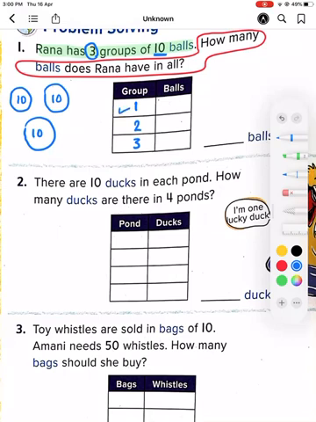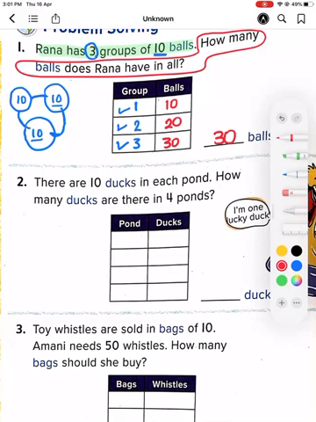So now, in one group, how many balls I have? 10. What about 2 groups? How many balls I have? 10 plus 10. So that means 20. Excellent. What about 3 groups? How many balls I have in all? Excellent. 10 plus 10 plus 10 will give me 30. So 30 balls.